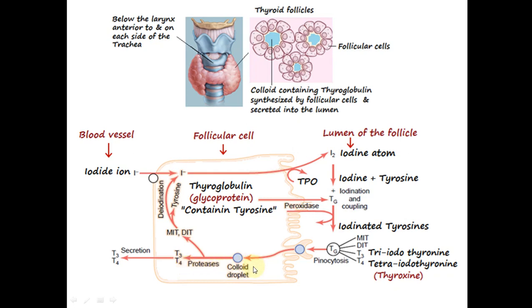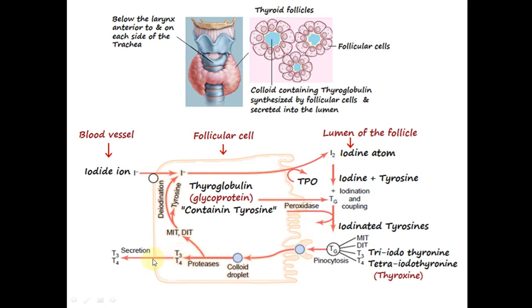This breakdown of the colloid droplet also results in diiodotyrosine and monoiodotyrosine. Since they are of no use as thyroid hormones to the body, most of them are acted upon by other enzymes known as the deiodinases, which remove the iodine from mono and diiodotyrosine, and tyrosine is released, and this released iodine is recycled, used again for the formation of the thyroid hormones.